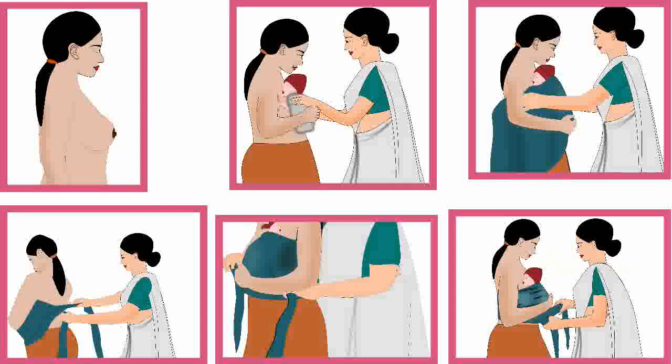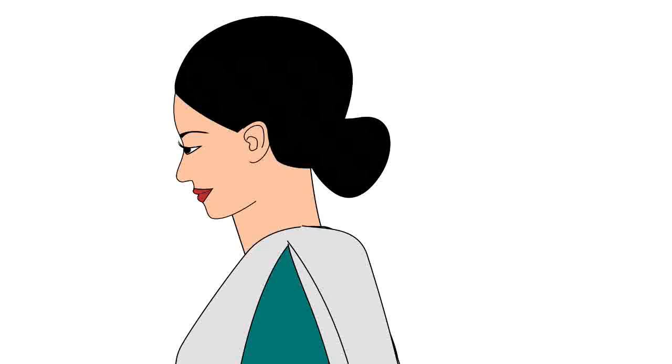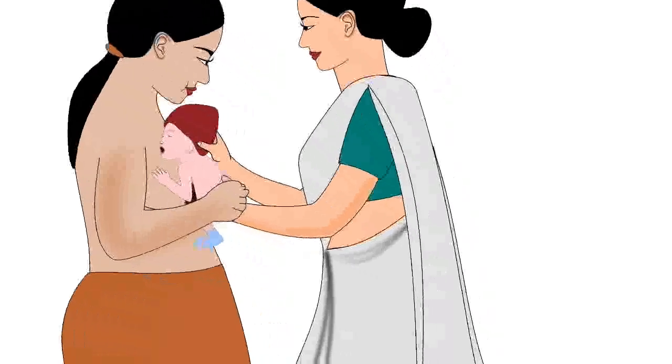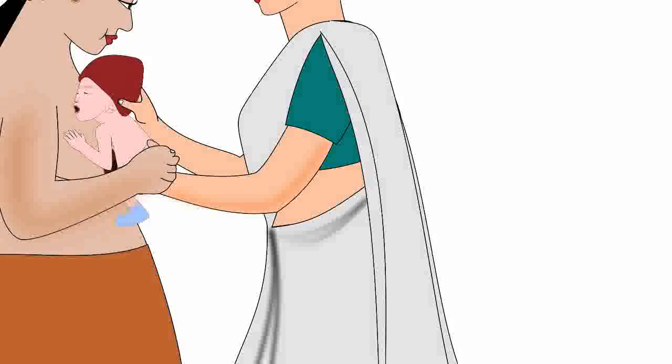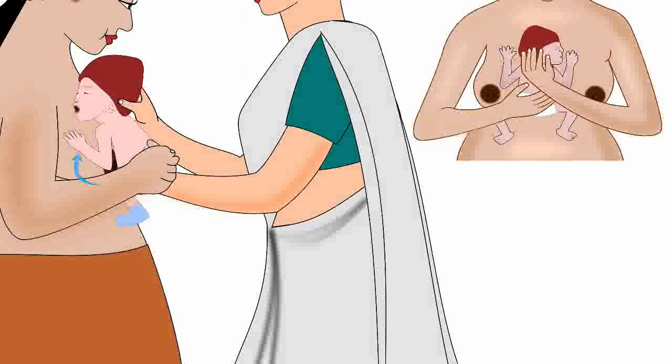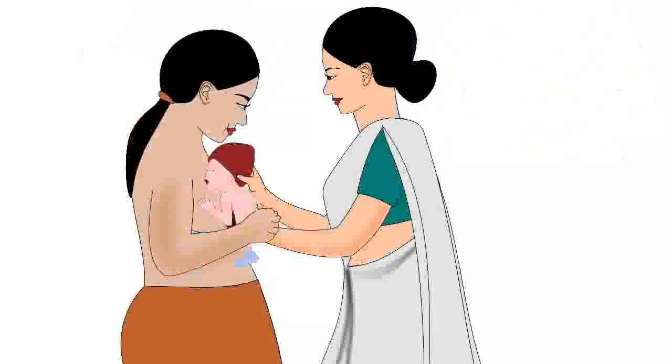Next, we will move ahead to the procedure of kangaroo care in detail. Firstly, the mother should stand in an upright position. Then, either a health worker or any family member should do the following things stepwise. By supporting the baby's bottom and head, place the baby between the mother's bare breasts in an upright position. Then, turn the baby's head to one side.